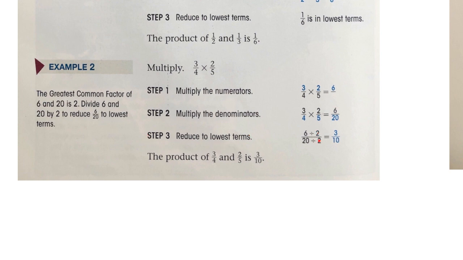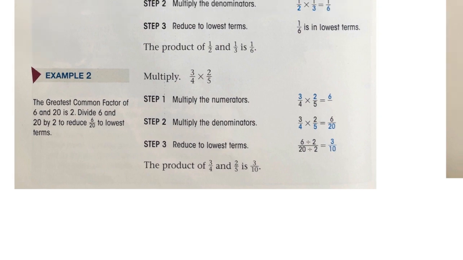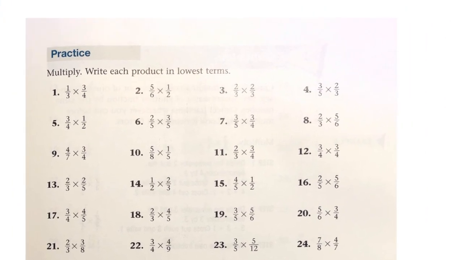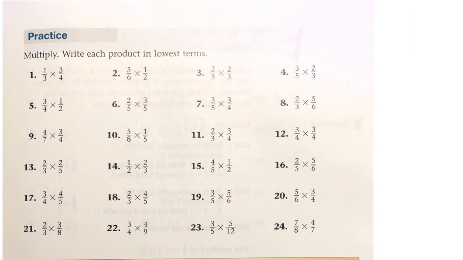2 is the greatest common factor of 6 and 20, which is what the sidebar is telling us. So 6 divided by 2 is 3, and 20 divided by 2 is 10. Now that's lowest terms. The product of 3/4 and 2/5 is 3/10. Multiply. Write each product in lowest terms.